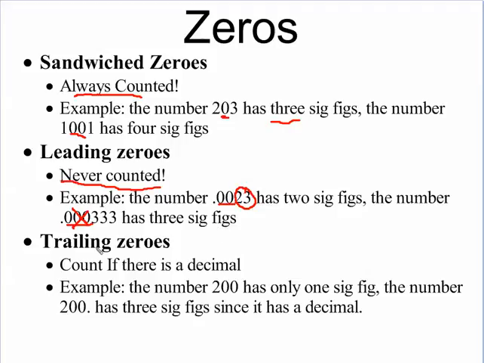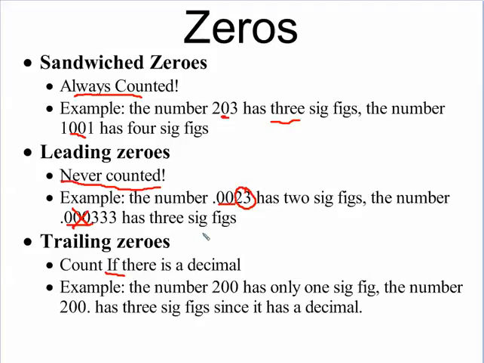The last rule is about trailing zeros. And if you think about what a trailer is, that is something that comes behind. So in the number, for example, 200, we have zeros that come behind. This rule can get a little bit confusing because trailing zeros count if there's a decimal anywhere in the number.